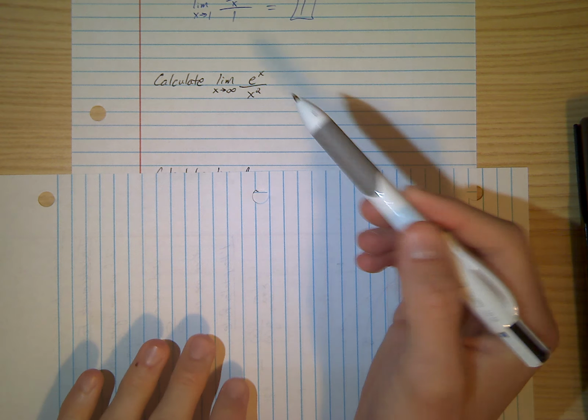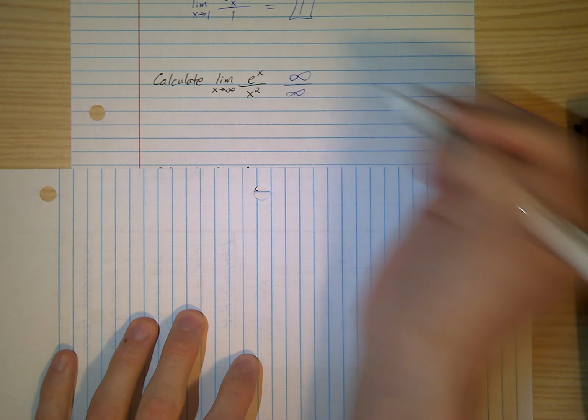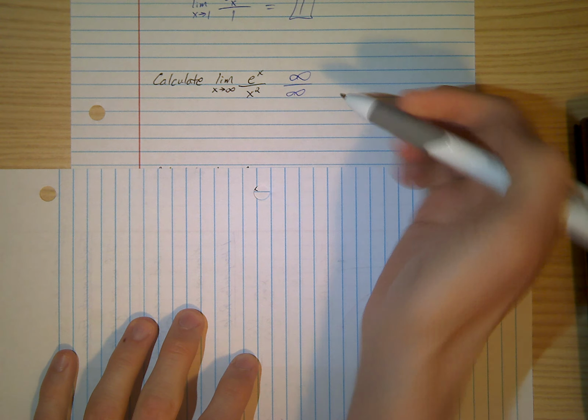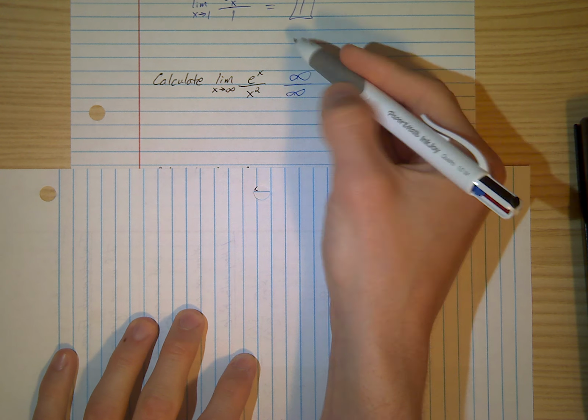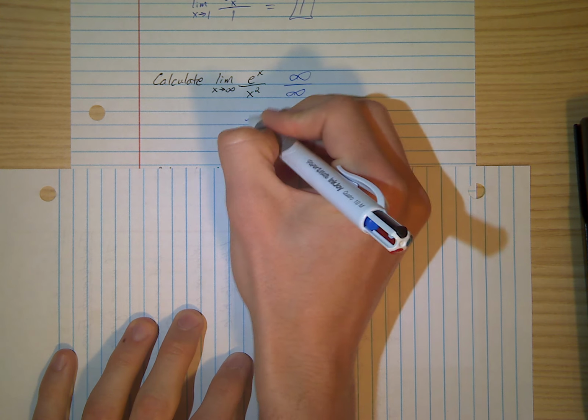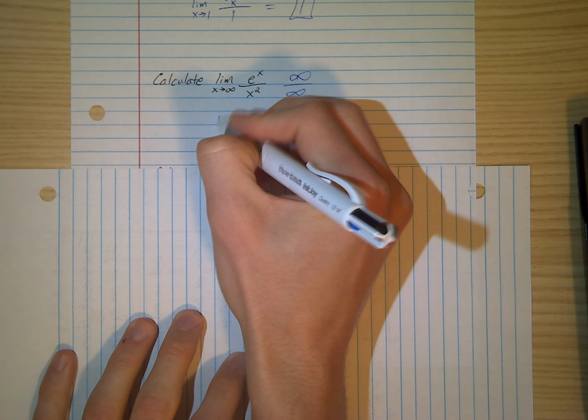As we approach infinity, they are both approaching infinity. Okay, so infinity over infinity. That's the other indeterminate form. Okay, so take the derivative. The derivative of e to the x is e to the x. Derivative of x squared is 2x.